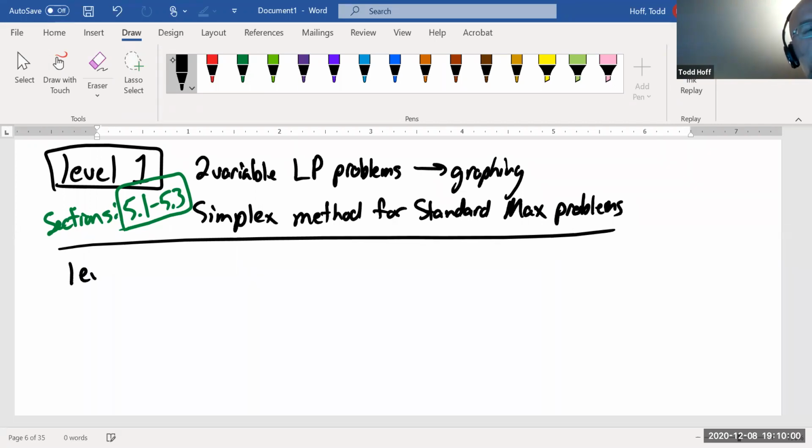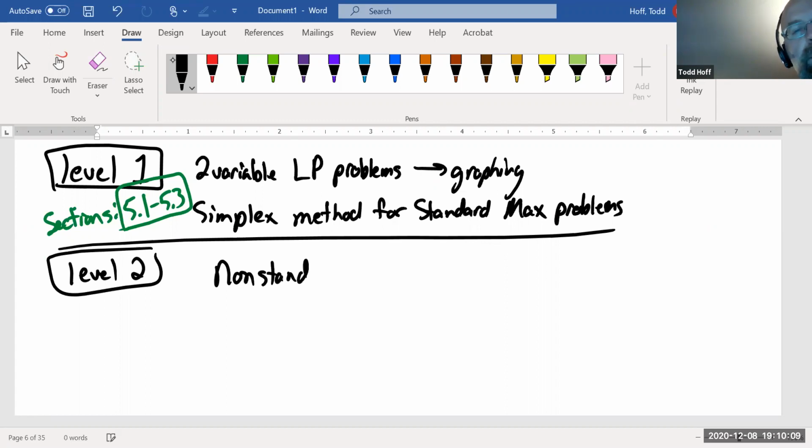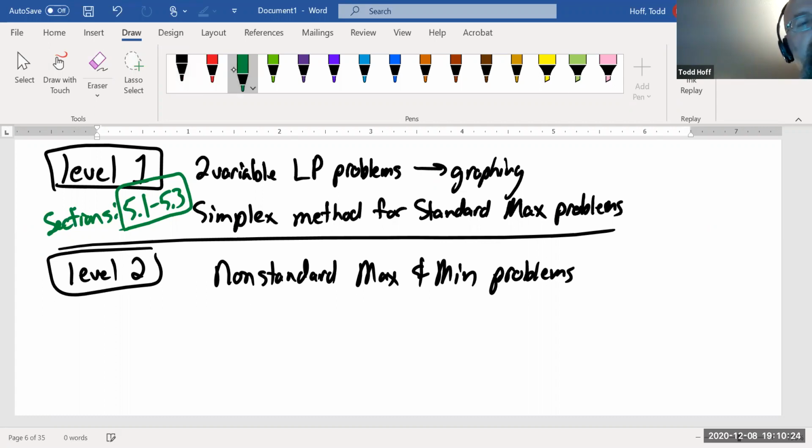Level 2 is the non-standard maximization problems, which is where the constraints are greater than or equal to. And of course, the minimize, which we have to change into a maximization problem. This is section 5.4.